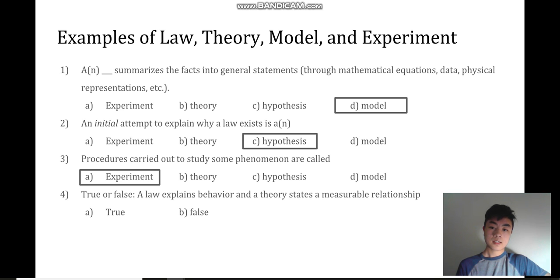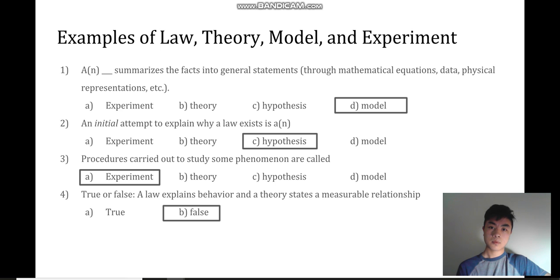True or false, a law explains behavior and a theory states a measurable relationship. This one is actually kind of tricky because if you think about it, it's backwards. A theory explains behavior and a law states a measurable relationship. And that's from our notes too. So it's going to be false.